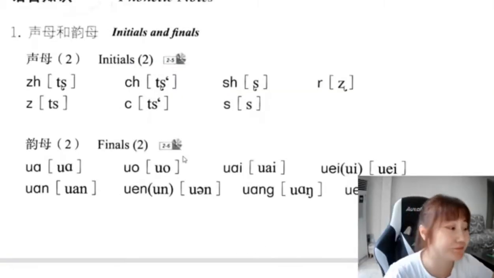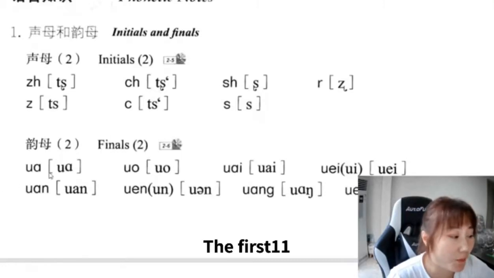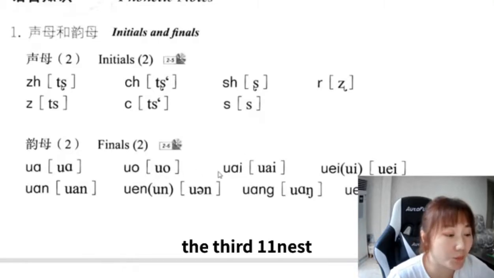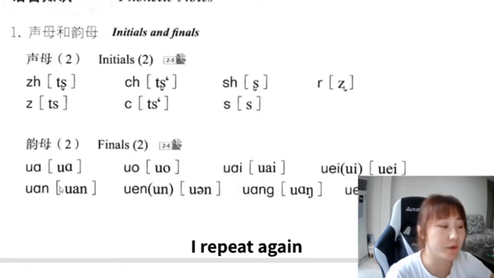Okay, next, finals. The first one, wa. The second, wo. The third one, y. Next, wei. Next, wan. Next, wen. Wang. Weng. Okay, I'll repeat again.